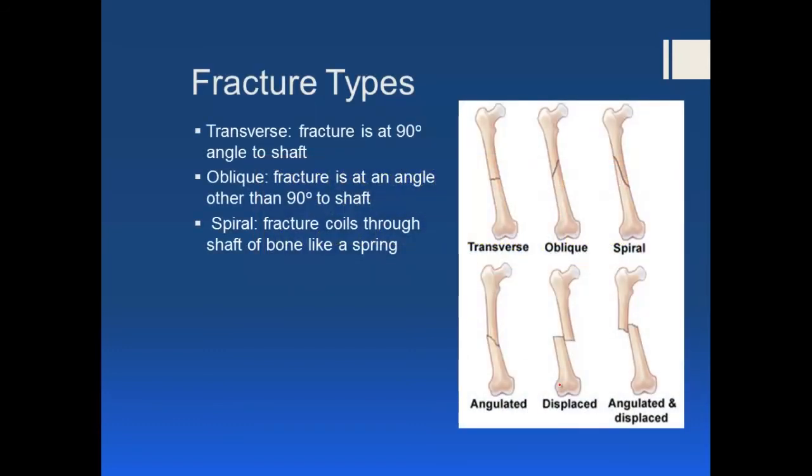There are a few different fracture types. So a transverse fracture, as pictured here, is where you have a fracture at a 90-degree angle to the shaft. An oblique fracture is a fracture that is at an angle other than 90 degrees to the shaft. And a spiral fracture is a fracture that coils through the shaft of the bone like a spring. There's also angulated, which means that the bones have gone at an angle. That first picture you saw had an angulated fracture.